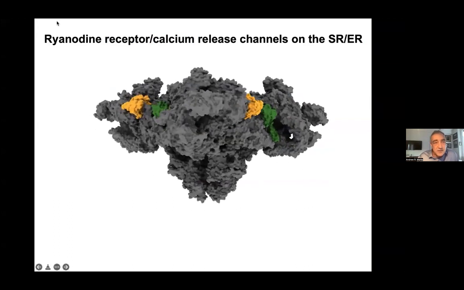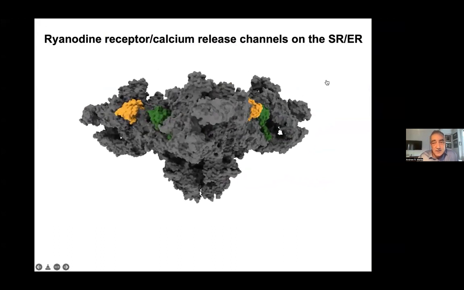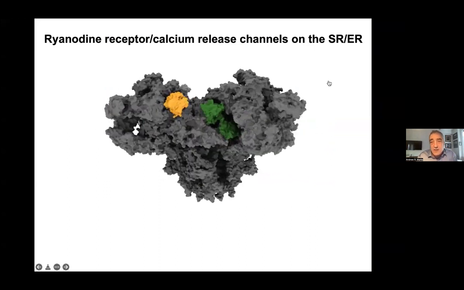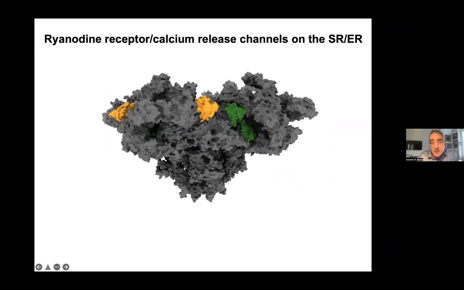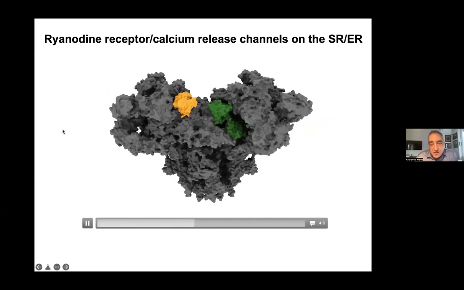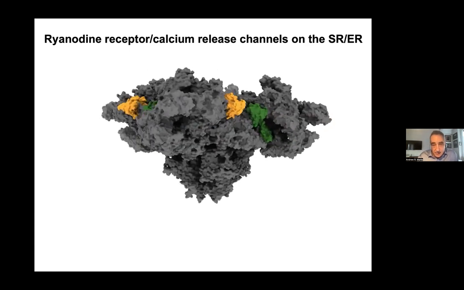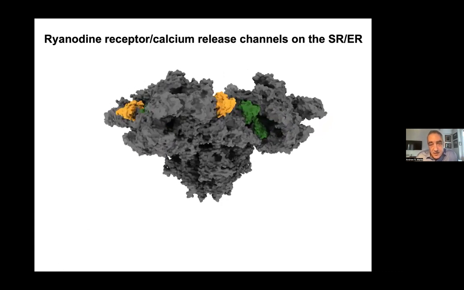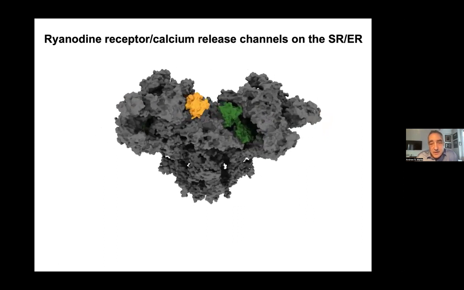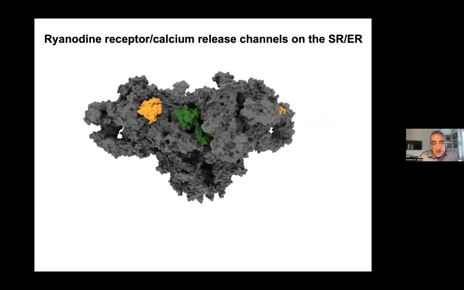So I'm going to really switch gears for everybody and introduce you to this calcium channel called the ryanodine receptor. It's an intracellular calcium release channel found in most cell types, and it's on the SR or ER. It's the largest known ion channel, and it releases calcium required for muscle contraction, neurotransmission, and many other bodily functions. The yellow molecule is a stabilizing subunit called calstabin, and the green one is calmodulin. And this is a high resolution structure that we solved using cryo-EM recently.